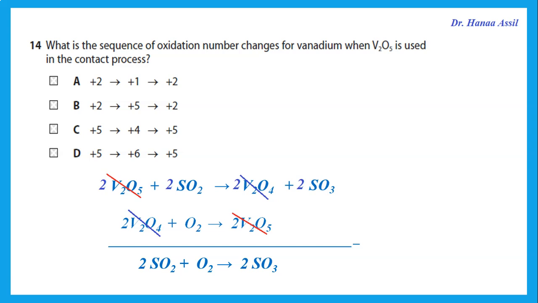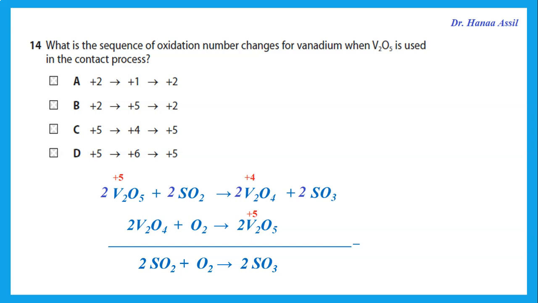Now, the question is, what is the sequence of oxidation number changes? What happened is the V2O5 changed to V2O4. V2O5 has vanadium plus 5. We changed it to plus 4, and then we oxidized it back to plus 5.